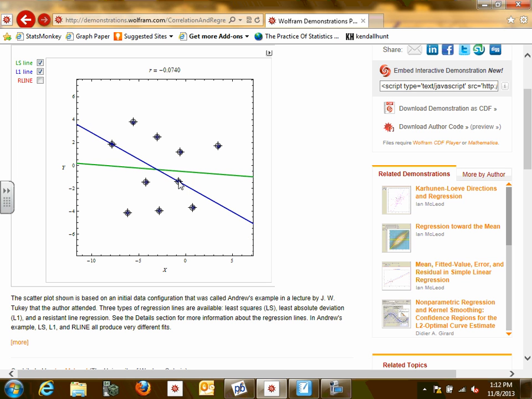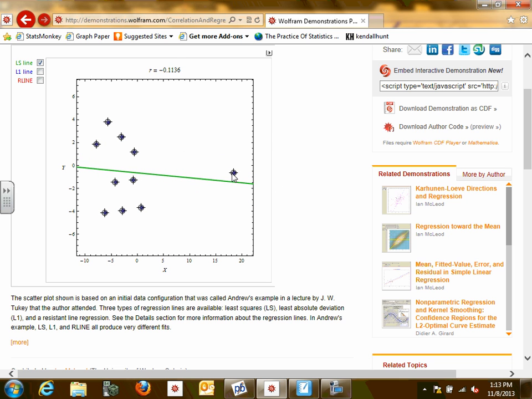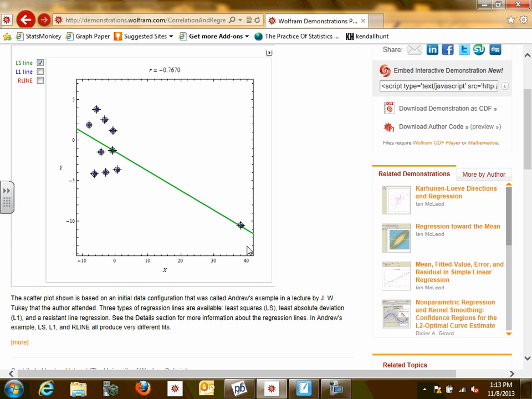Now, watch this one point. I'm going to take it and pull it way out here because it has high leverage. And watch this. I'm going to pull it right here. It almost makes it appear as though there is what? Look at this. This is now a fairly strong negative linear correlation.